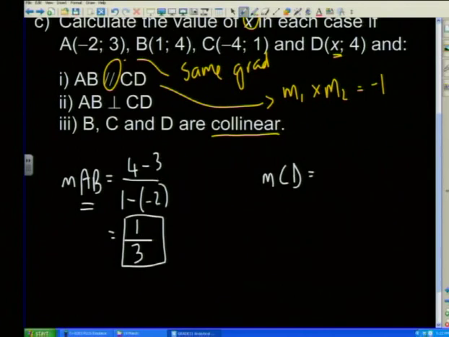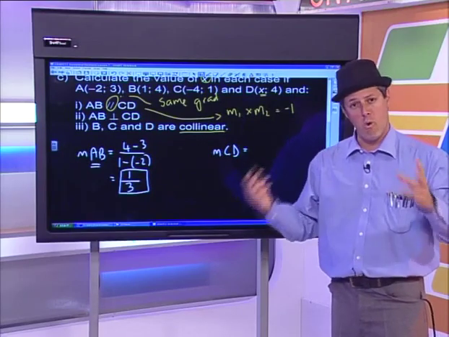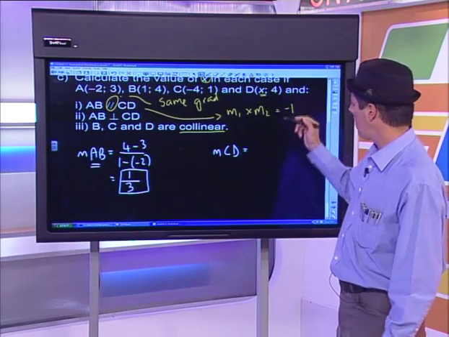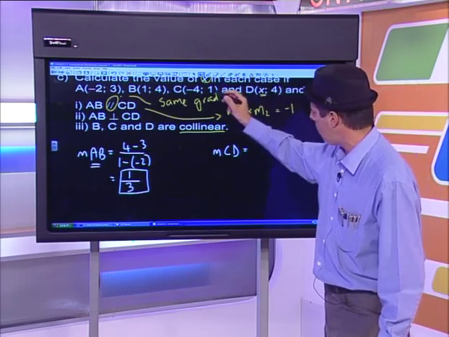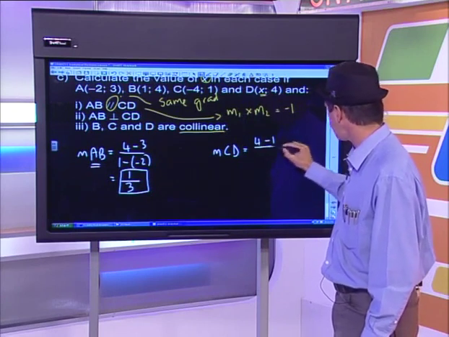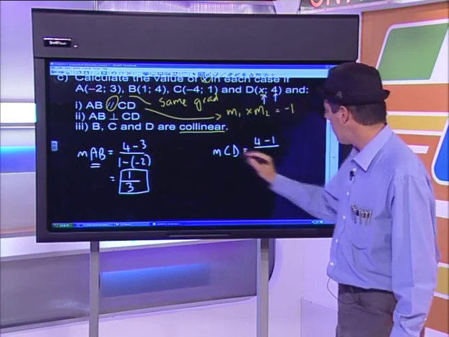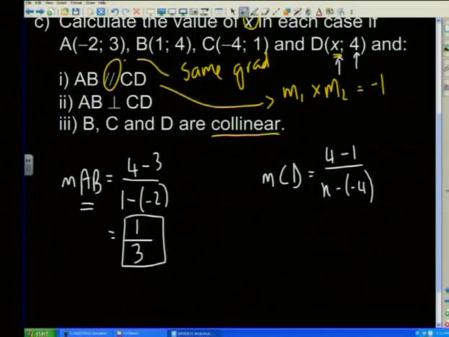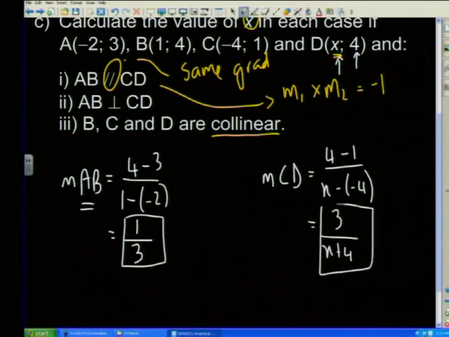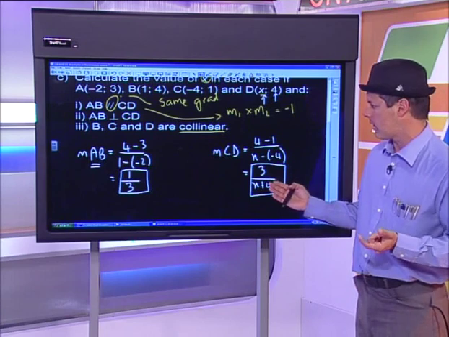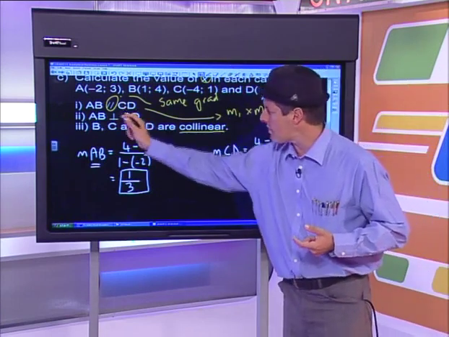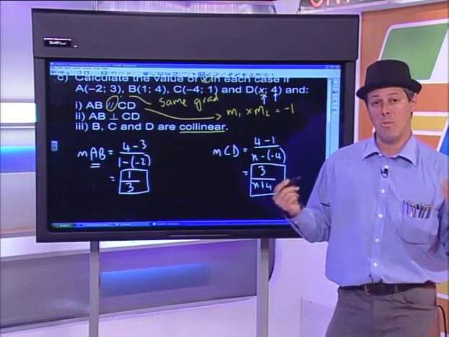So now I go to the gradient of CD. Again, the fact that you have your unknown here, don't change the way that you approach it. Just unravel the gradient in the normal way. The gradient says I'm going to take the change in y, so it's y2 minus y1, so it's going to be 4 minus 1. Underneath, go in the same order. If you start with the 4, you have to start with the x, x minus negative 4. On the top, I'm going to get 3. On your bottom, you're going to then get x plus 4. Now, you can't find out that gradient at this stage. That's just the gradient that is written in terms of x. But it's the question which has a relationship, and that relationship enables me to create an equation.